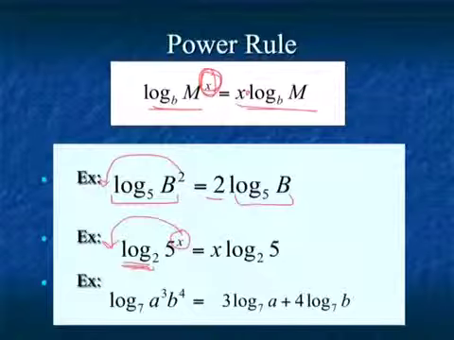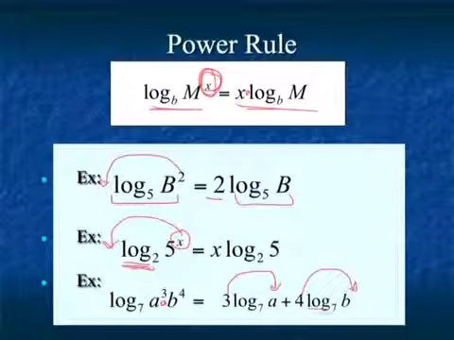All exponents have to come down. This one, we got a lot going on. We got a product, so we're going to split a to the third power up and b to the fourth power. Then we're going to take the exponent out. So this 3 was here and this 4 was here. But since we wrote the word log, we don't need an exponent.